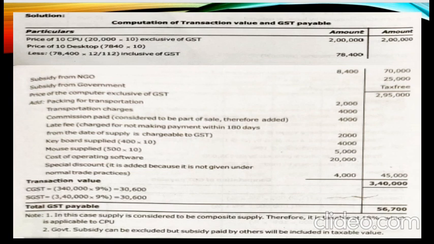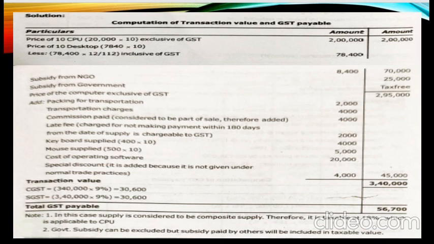That cross multiplication can be done if one desktop is given. But here 10 computers are given, so 10 desktops will be given. So what is the cost of the asset including GST? 7,840. So how many systems? 10. So 10 desktops will be rendered. So 7,840 into 10 will give you 78,400. So 78,400 is the amount including GST, which is for 112%. So for 112%, if it is 78,400, then for 100% how much is it?